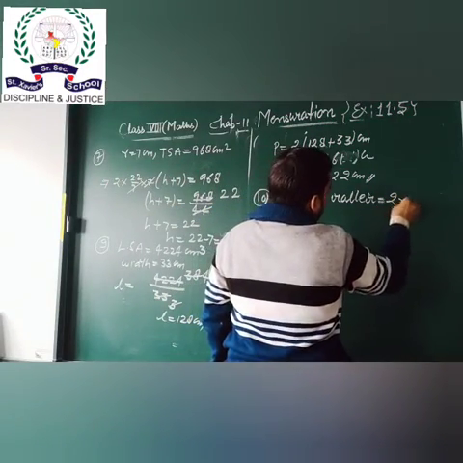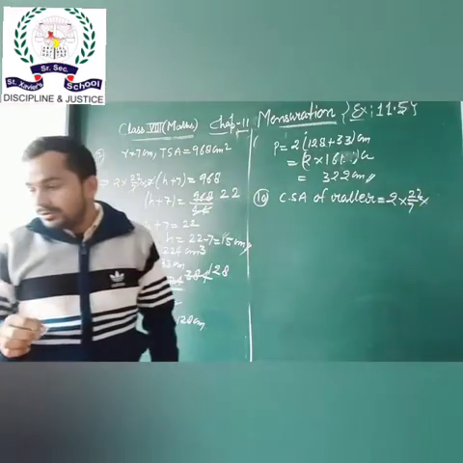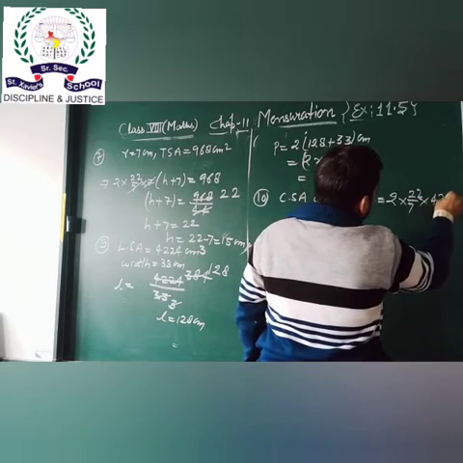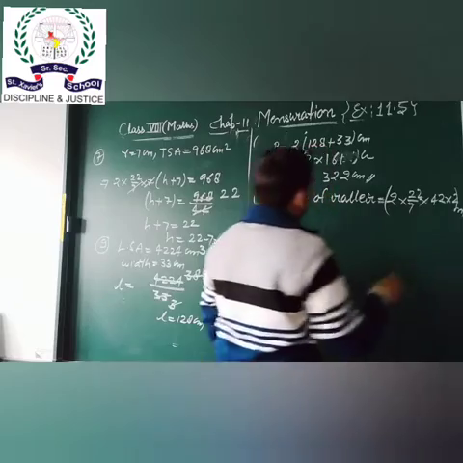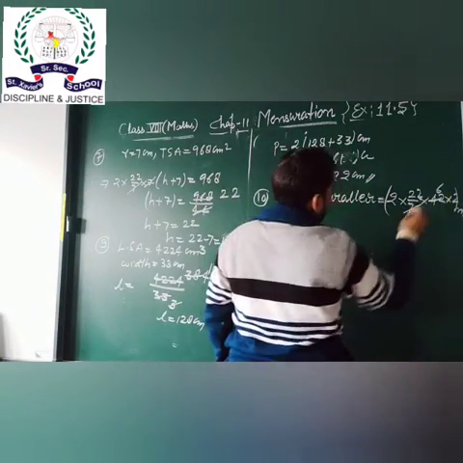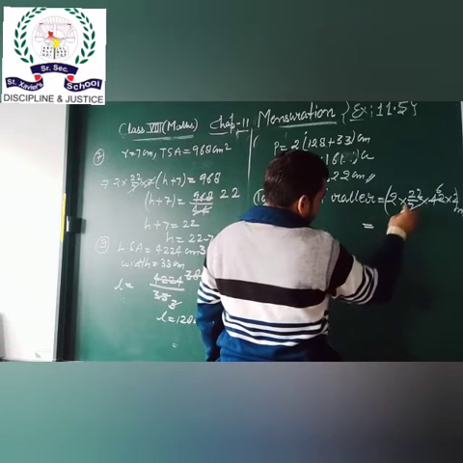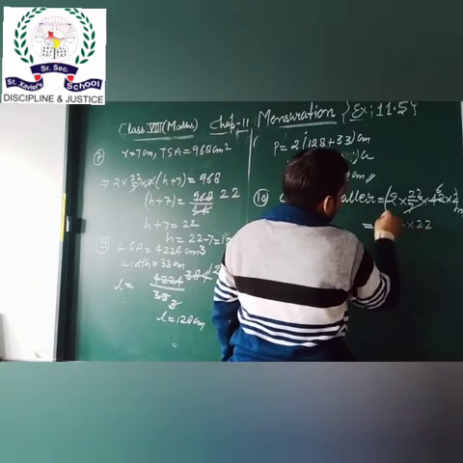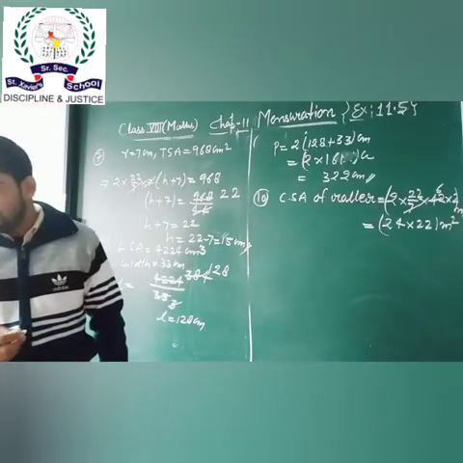2 into 22 upon 7. Diameter is given 84. So the radius becomes 42. So 42 into 2. This is the CSA of roller. 7 6s are 42. So we have 6 2s are 12, 2 2s are 24. 24 into 22 meter square is the CSA of roller.